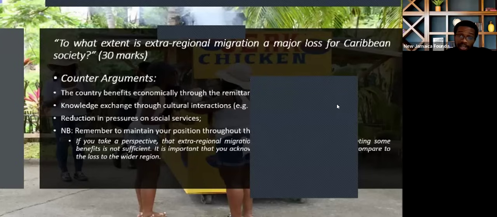Can remittances be a benefit of migration? Yes, it can be. You can make that argument. High importation, persons sending foreign funds to the country for family members left behind. Yep, that's also a point that you can make.